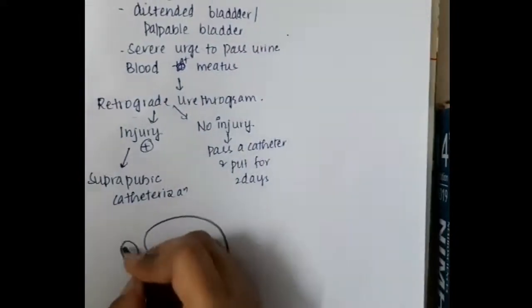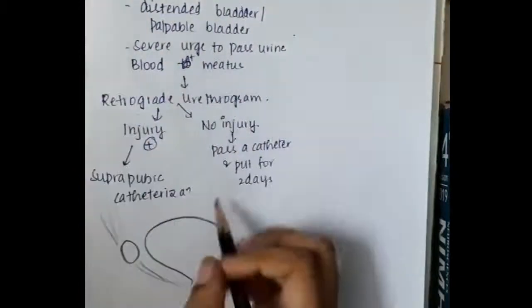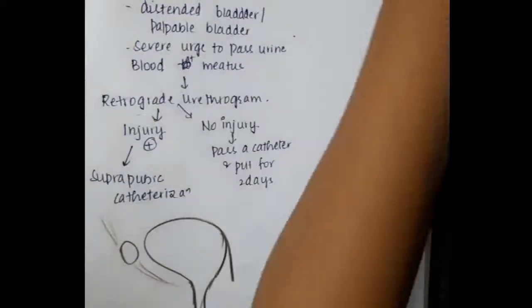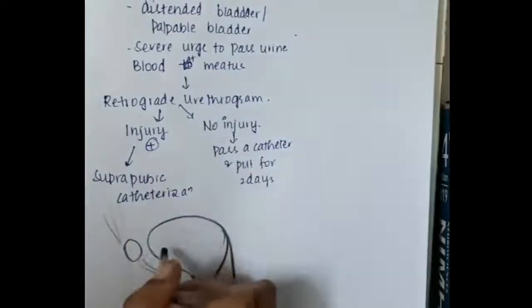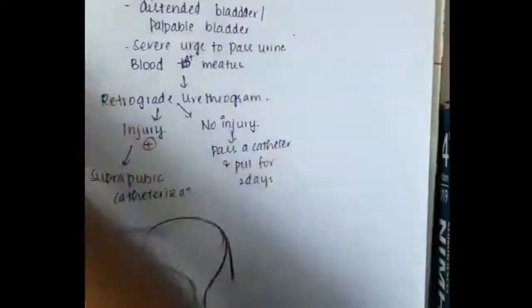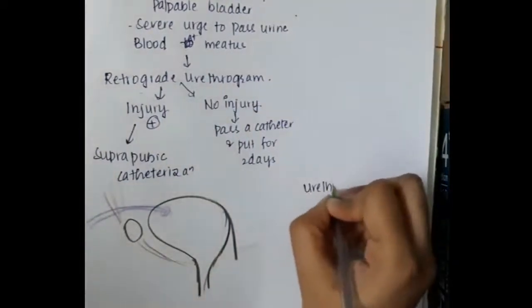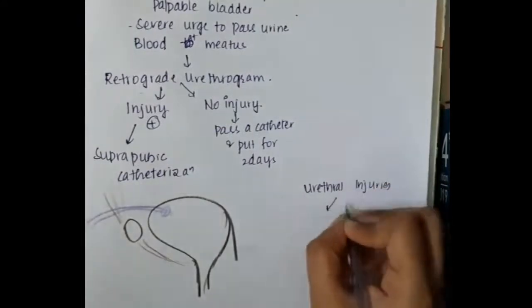Now this is the bladder, that is the pubic symphysis, and this is the abdomen. From above the pubic bone you will pass a catheter, and this is called suprapubic catheterization.